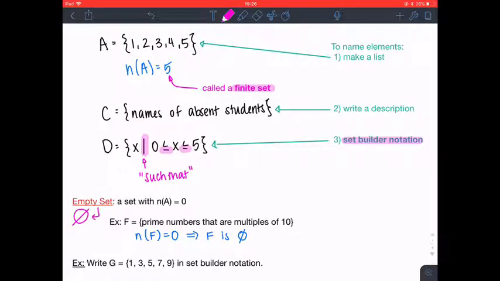Okay. So we're going to do an example of writing a set in set builder notation right here. We're going to do that in class. I'd like you to write it down, and then we'll do it in class next time I see you.